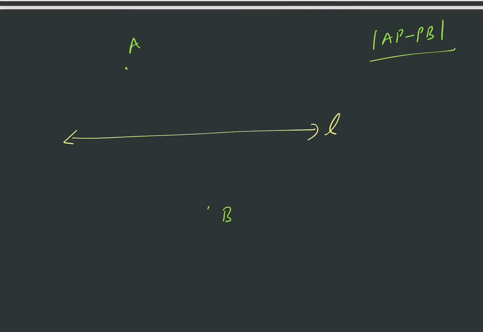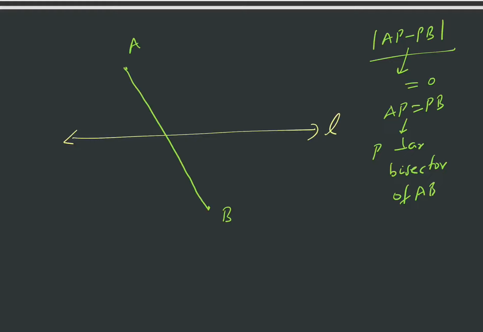And in the next case, it was given that what about the point P if the points A and B are on the opposite side of the line L. So we need to minimize AP minus PB. So no matter whether the points A and B are on the same side or on the opposite side, the minimum difference possible is 0, and it is possible when AP is equal to PB. So P must lie on the perpendicular bisector of AB.